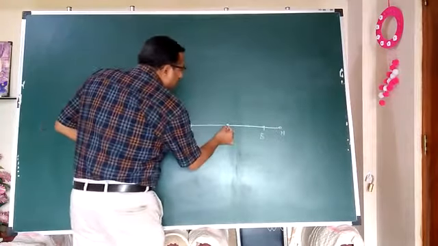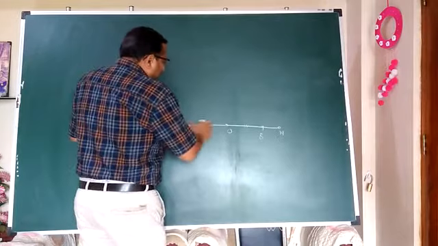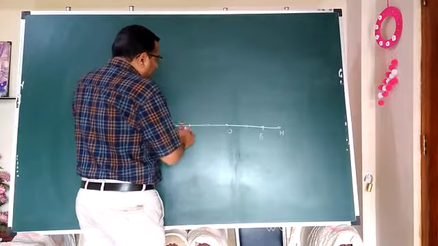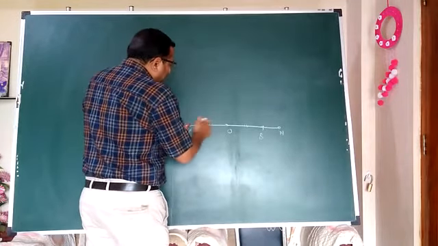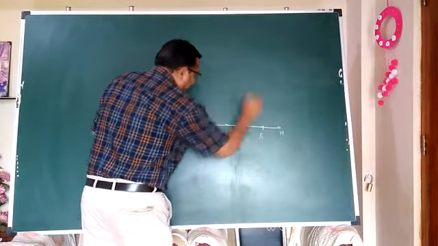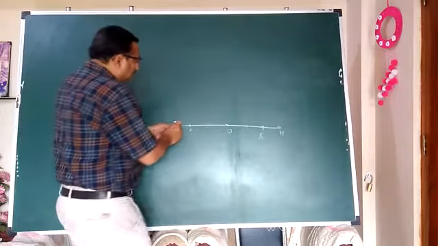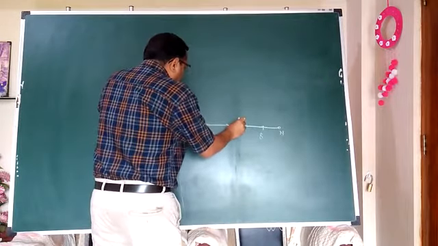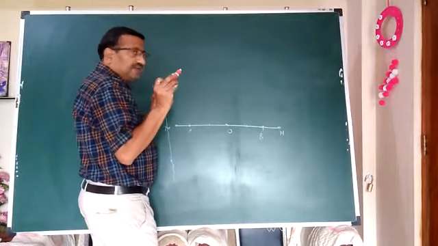Now what do I have to do? Pick a distance in the compass that is somewhat longer than half of the segment AB, which means it should be longer than AO. This much I have taken.